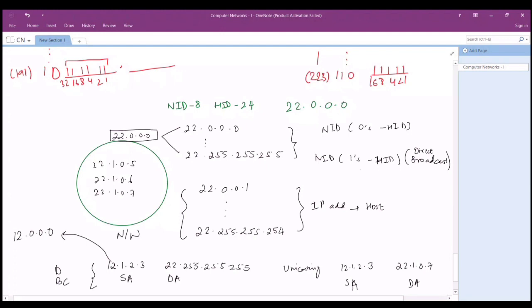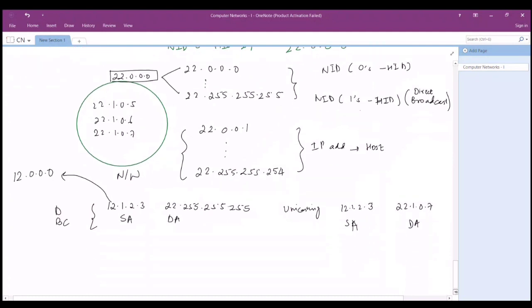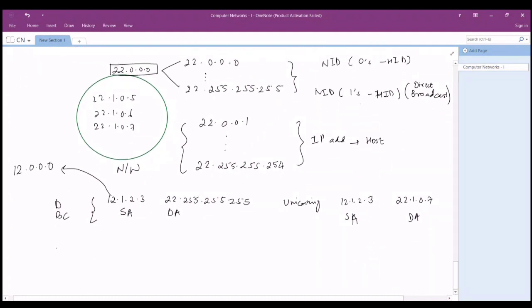So my network ID is 12.0.0.0. I need to send to 22.0.0.0. Therefore, my source address would be my IP address, but my destination address would be 22.255.255.255. Whenever all ones follow the network ID, it is marked as the direct broadcasting address.